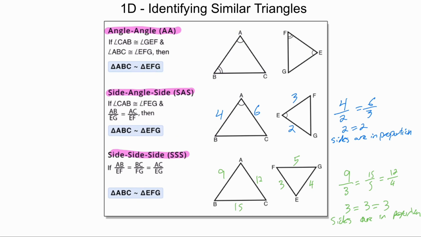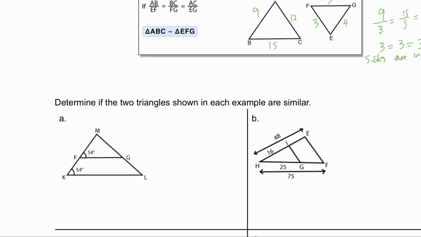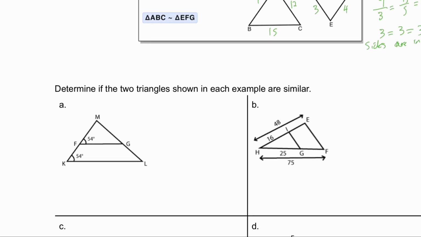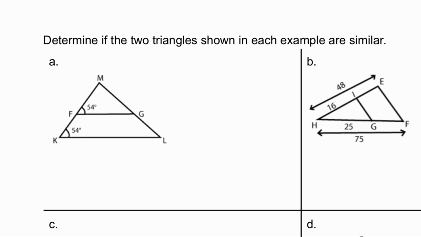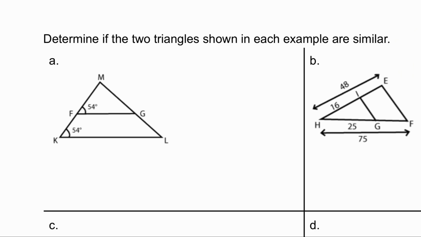All right, so those are our three reasons. What you guys are going to need to do and start doing is, before we set up proportions, make sure that these triangles are similar. So in some cases that's going to be pretty straightforward. Some cases might be a little bit more difficult. So we're going to take a look at this first one here. Our goal is to determine if the two triangles in each example are similar to one another. So our two triangles we have here, we have MFG, and we also have MKL, the larger triangle here.